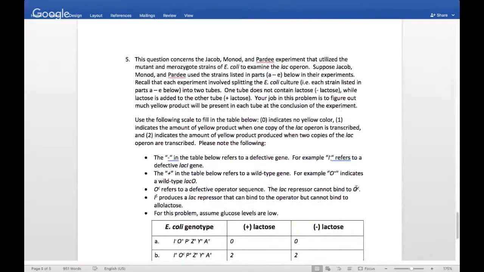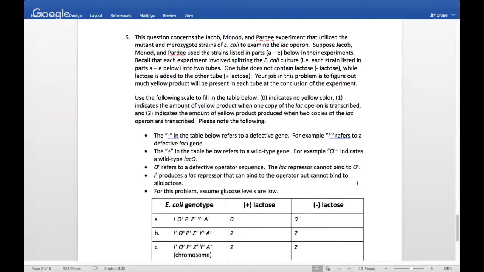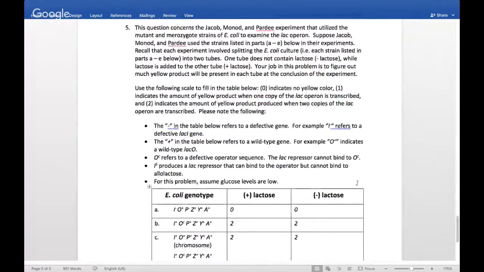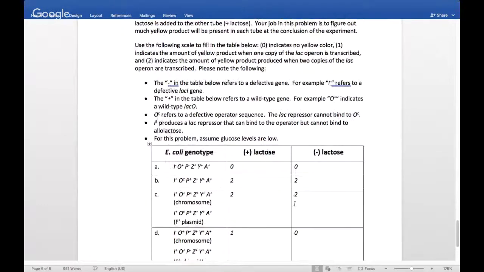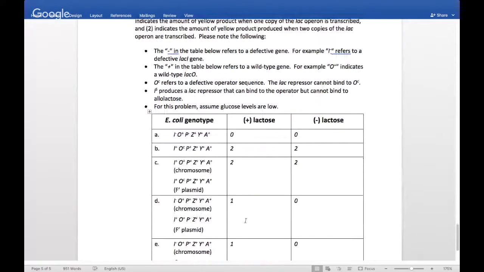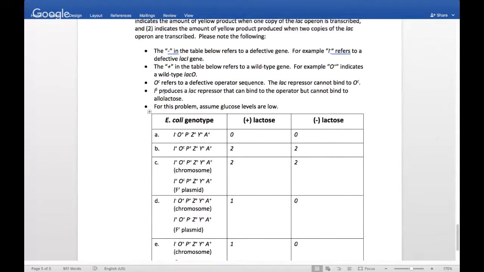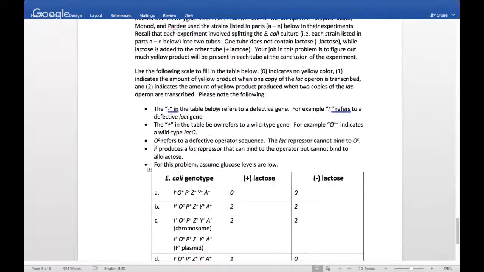Cool question. Once I understood what was going on. So it's talking about will your solution turn yellow or not yellow in the presence of lactose or the absence of lactose according to special genotypes given found within the E. coli here. So it gives us some parameters saying what the symbols mean. And then it asks us to label the scenarios as 0, 1, or 2.